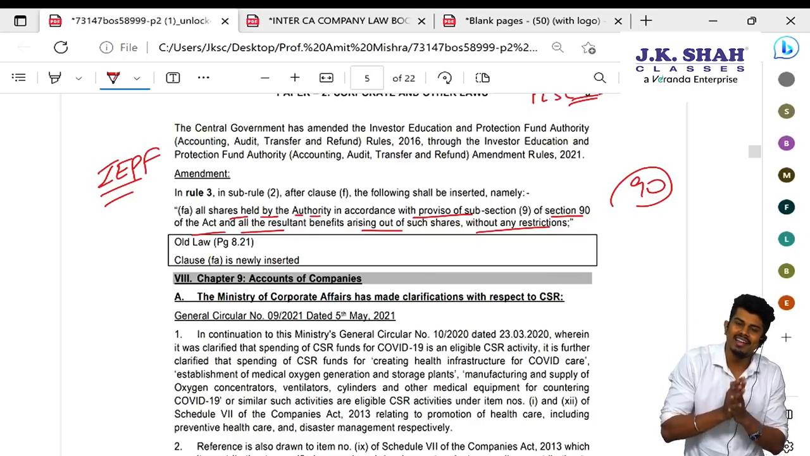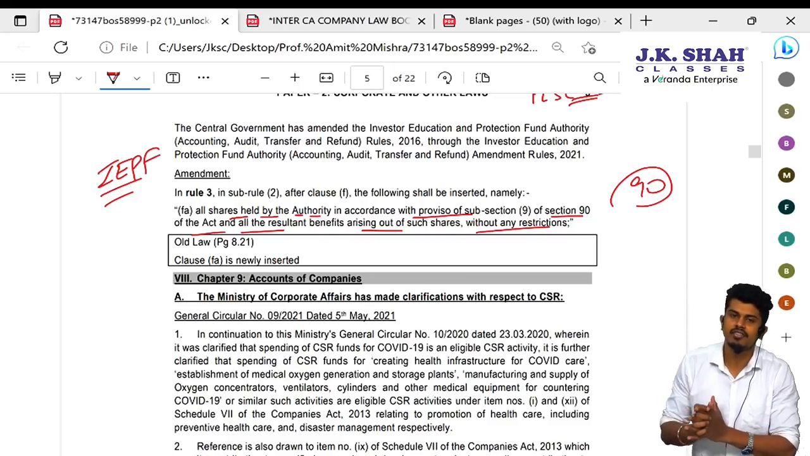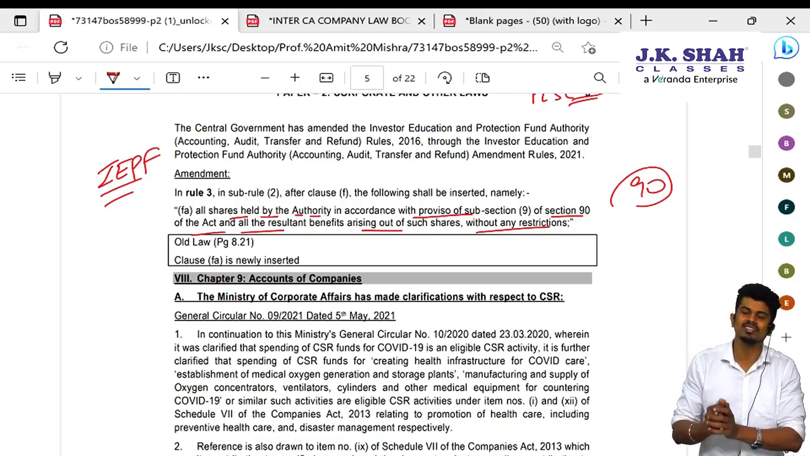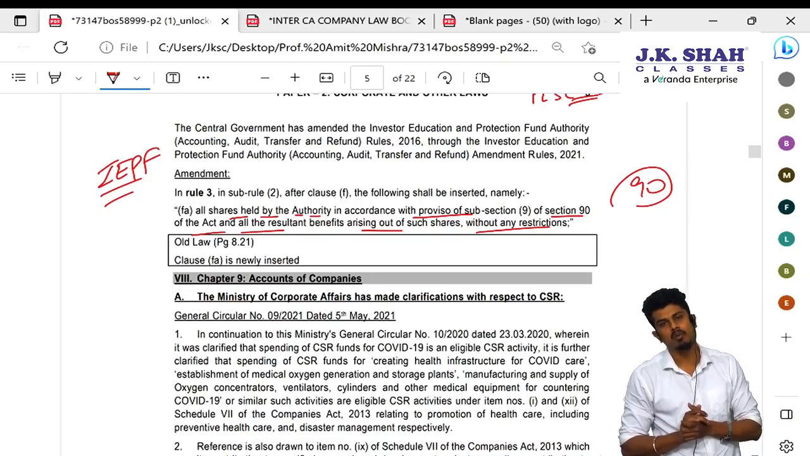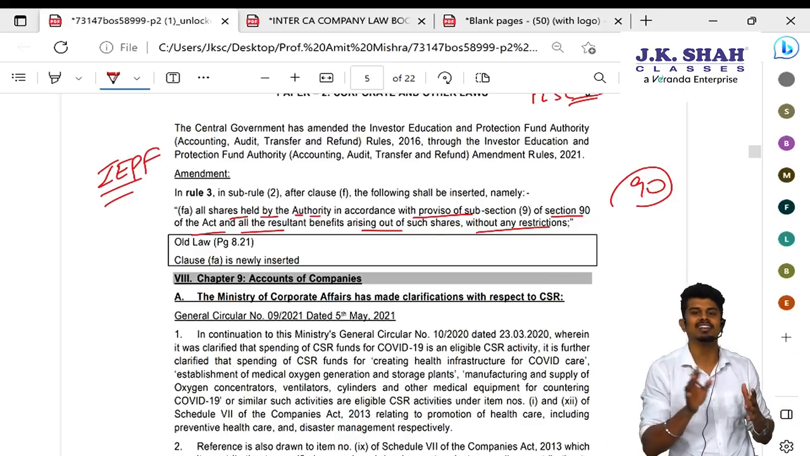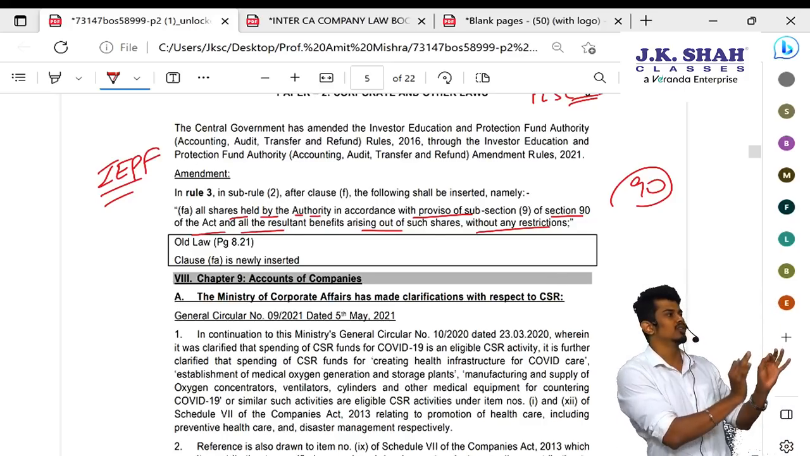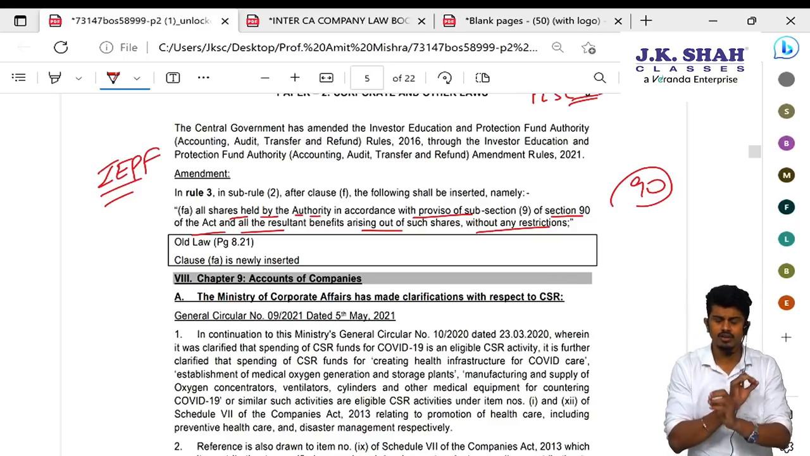Okay? So, any shares which are resulting from a significant beneficial owner, those shares are deposited in IEPF, and any resultant benefit, any bonus shares, right shares, dividend, etc., everything will also be deposited in IEPF. Simple. You just need to remember this.